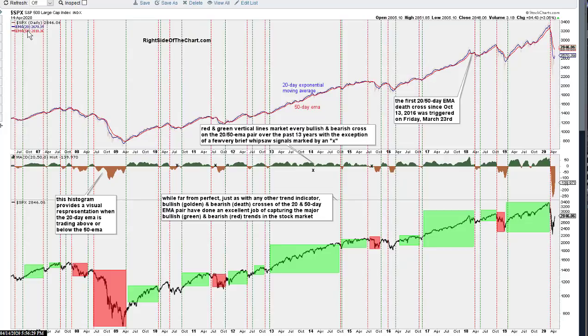The 20 and 50 EMA pair, a very common, popular pair to trade, and you can see the same story. It's kind of busy on this chart, but the red lines show a crossover. I also created a custom histogram on stockcharts.com. You can see how I did it.